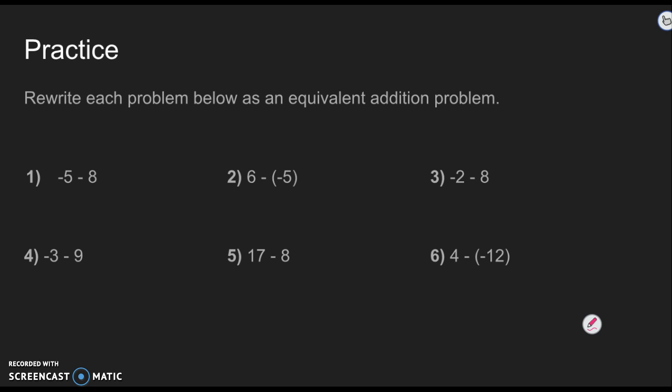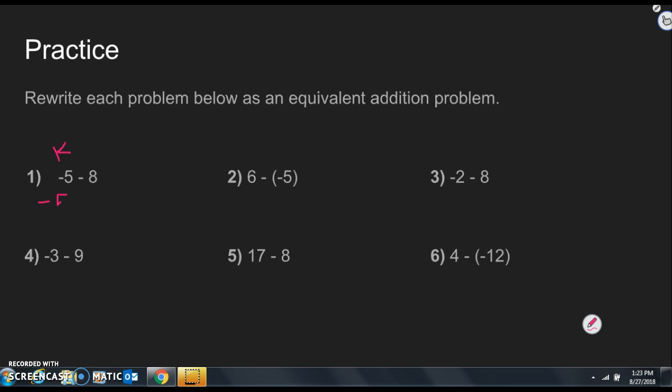For example, with number 1, we would keep negative 5 as it is, we would change subtraction to addition, and we would switch the sign of positive 8. The opposite of positive 8 is negative 8. Now I follow my integer rules. My signs are the same, so I add. 5 plus 8 gives me negative 13. So my solution is negative 13. Rewrite numbers 2 through 6 and solve them if you feel comfortable.